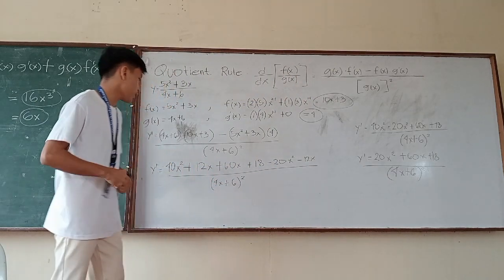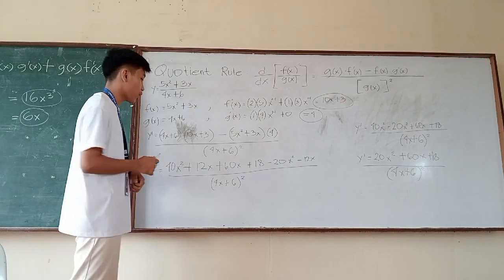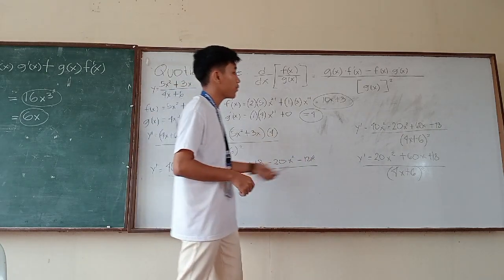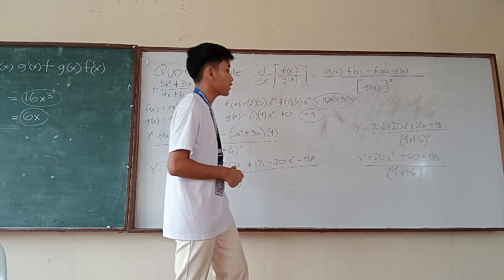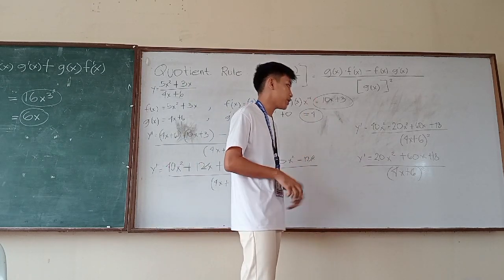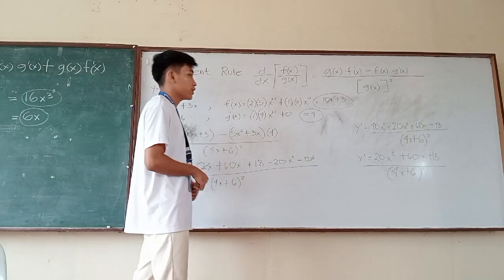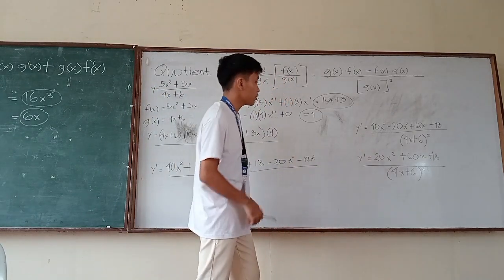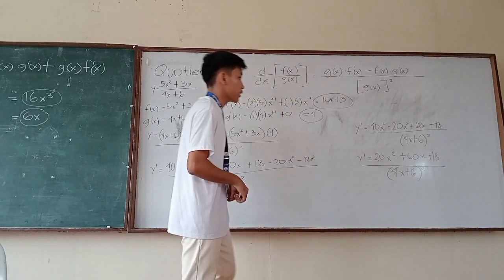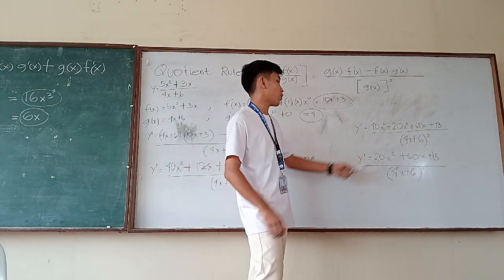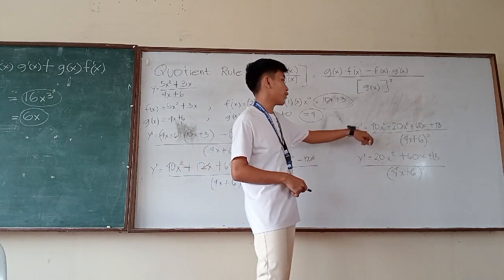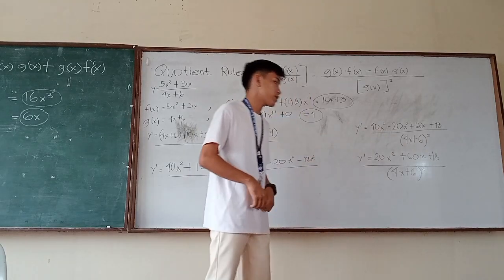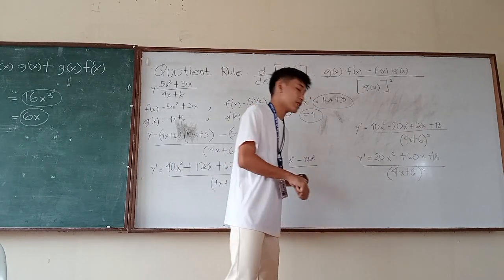So, since we have the same terms here, which are 12x and 12x, we can cancel them. So, my result here for y prime is equal to 40x squared minus 20x squared plus 60x plus 18 over 4x plus 6 squared. So, we will combine like terms again. We will subtract 20x squared from 40x squared. So, y prime is equal to 20x squared, since 40 minus 20 is 20. So, 20x squared plus 60x plus 18 over 4x plus 6 squared.